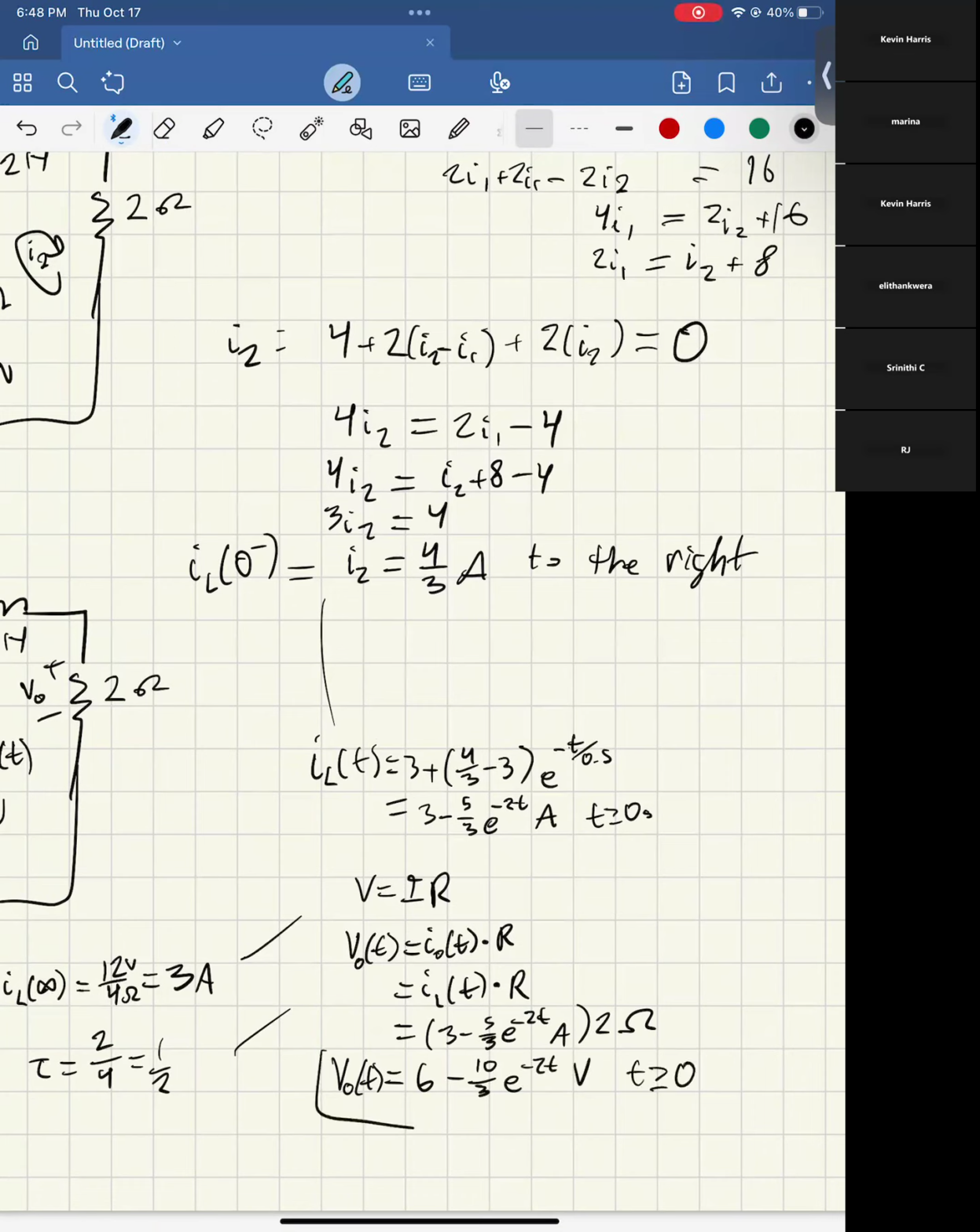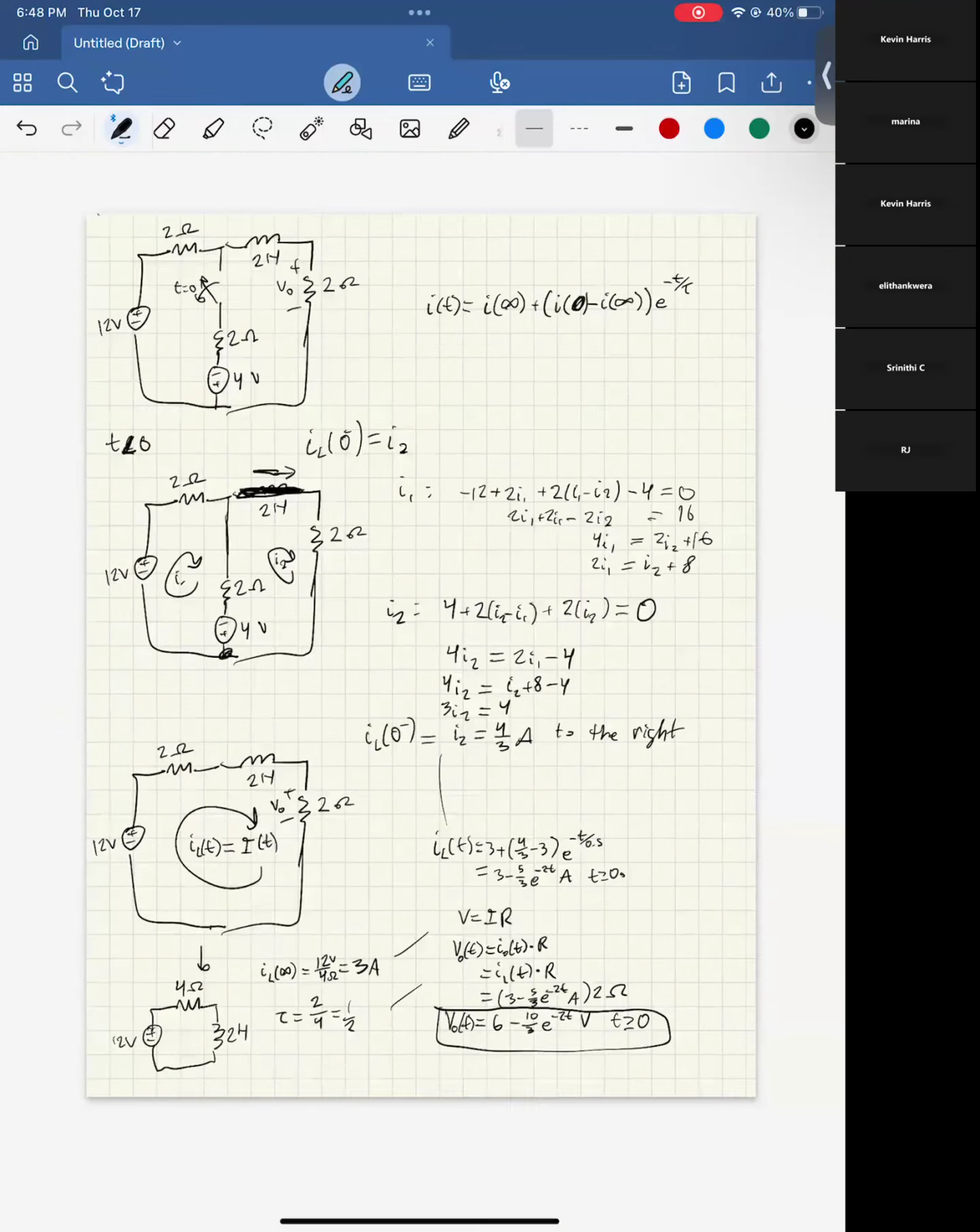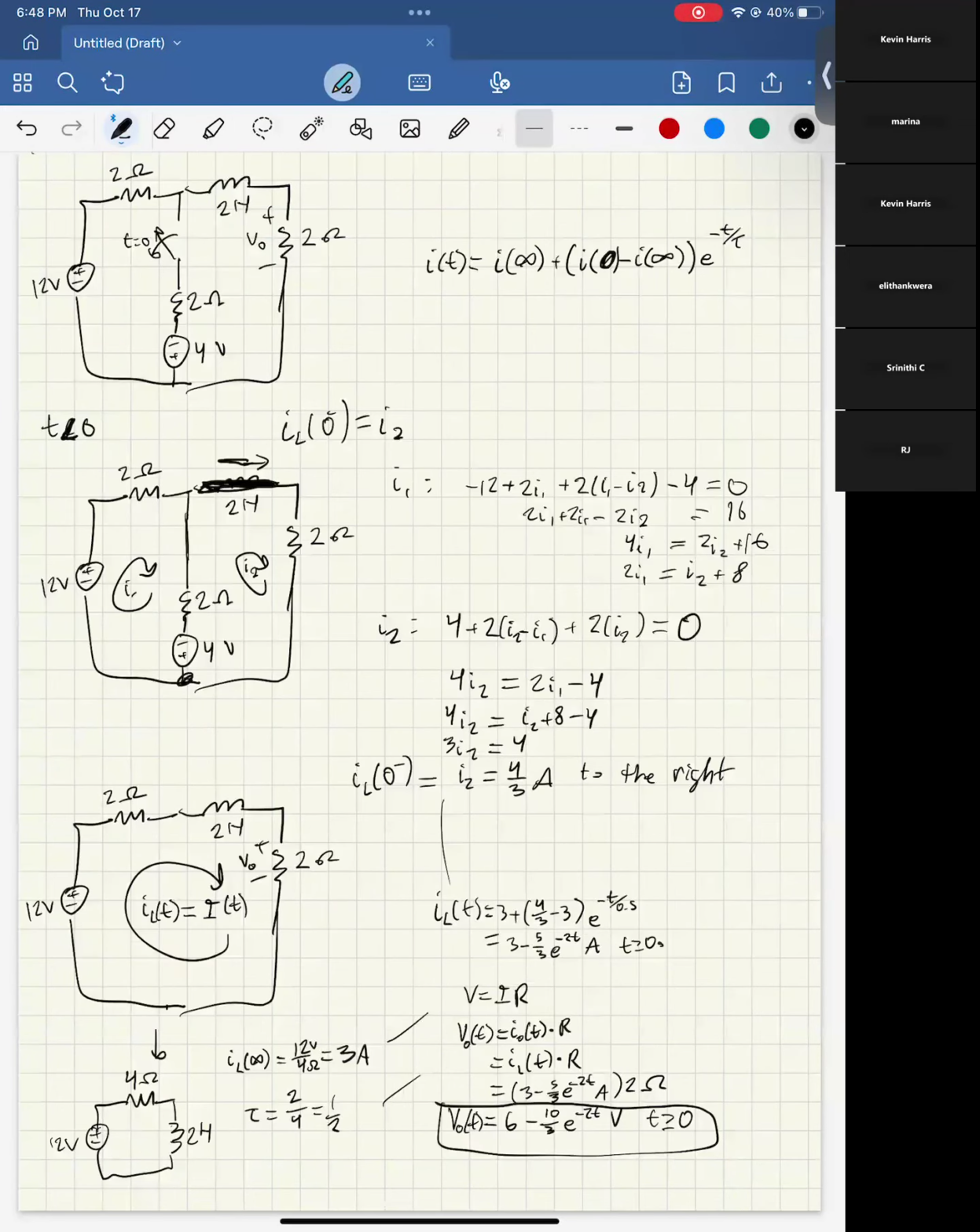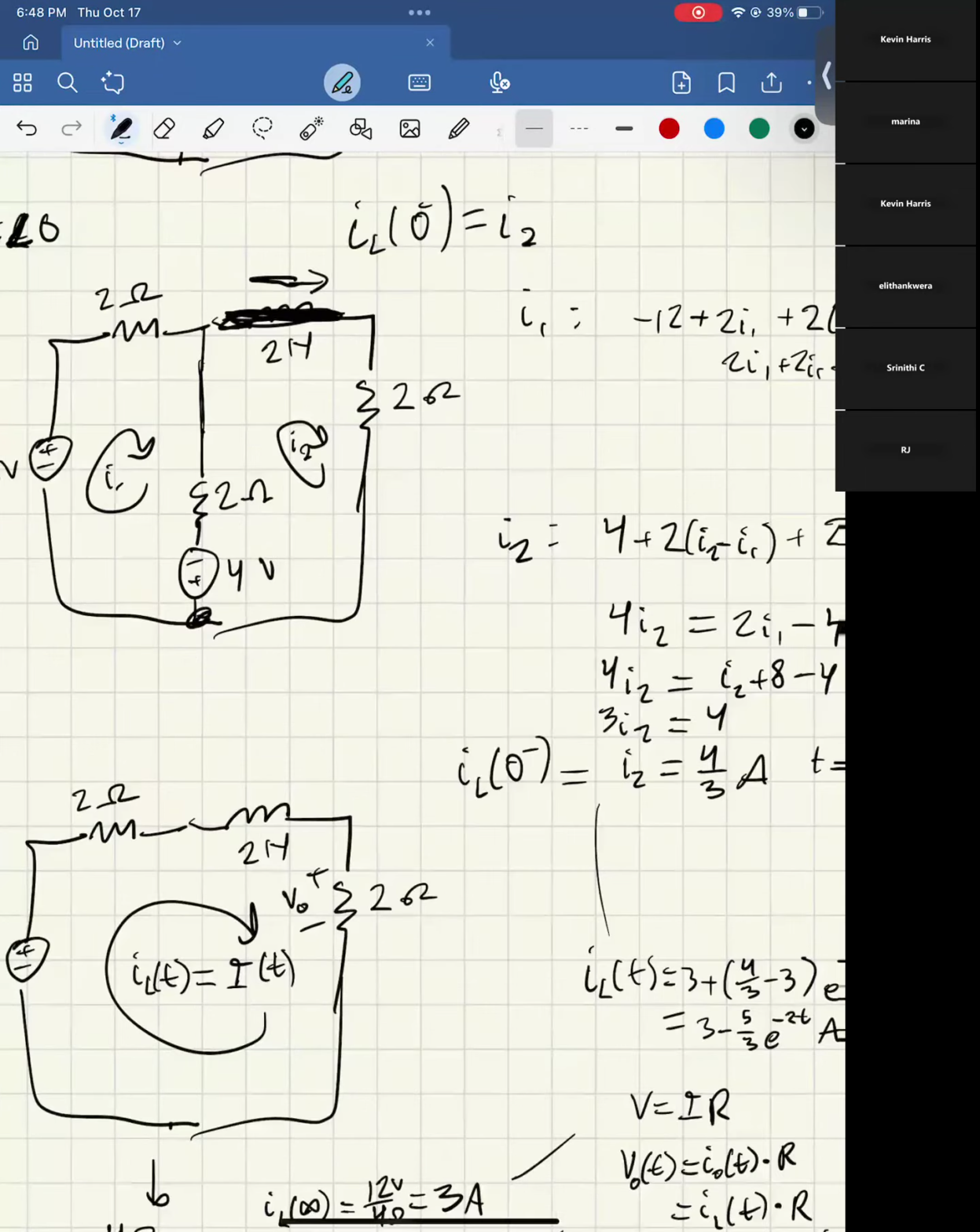So hopefully you can see there, once you find a current or a voltage, you just kind of treat that as a variable and then go back to your circuit and say, okay, I know the current through here, so what does that tell me about the rest of the circuit?